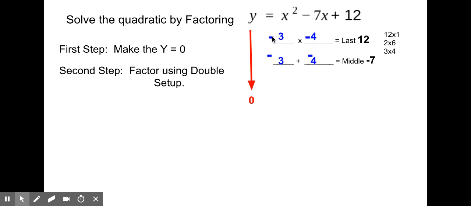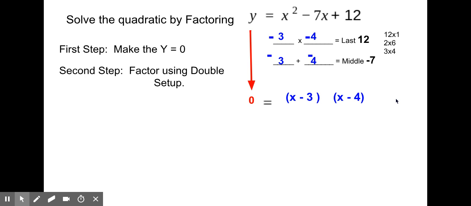Does it work on the top? What's a negative times a negative? Yeah, that equals a positive 12. What happens if you owe $3 and then you owe $4 more? Well, then yes, you'll owe 7. This works. It works on the top and it works on the bottom. So my next step is to write this with the parentheses. Now, because it's a negative 3, my answer is going to have a minus 3. So I'm going to write x minus 3. And because this is a negative 4, I'm going to write x minus 4.